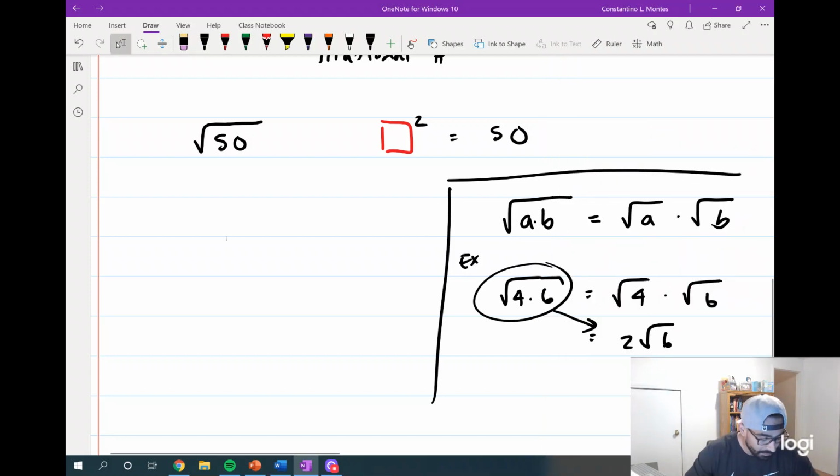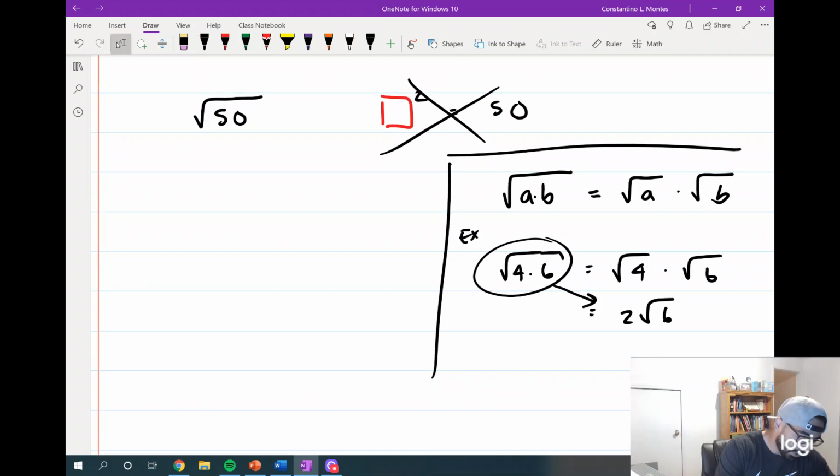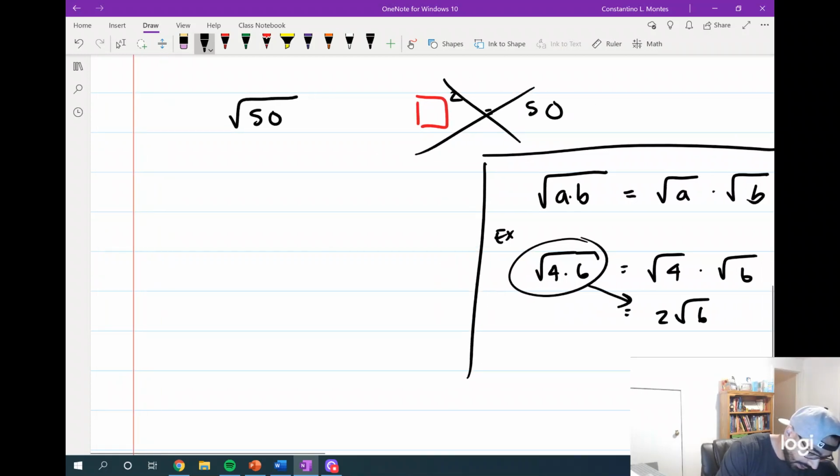Okay. So here's what we're going to have to do. We can't do this right now. It's not going to work out to what we want it to work out, which is a whole number. So what we're going to want to do is separate this into two factors. Is there two numbers that I can multiply together to give me 50, where one of them is a perfect square? Remember, the perfect squares that we have, where should I put them? Off to one side, right?